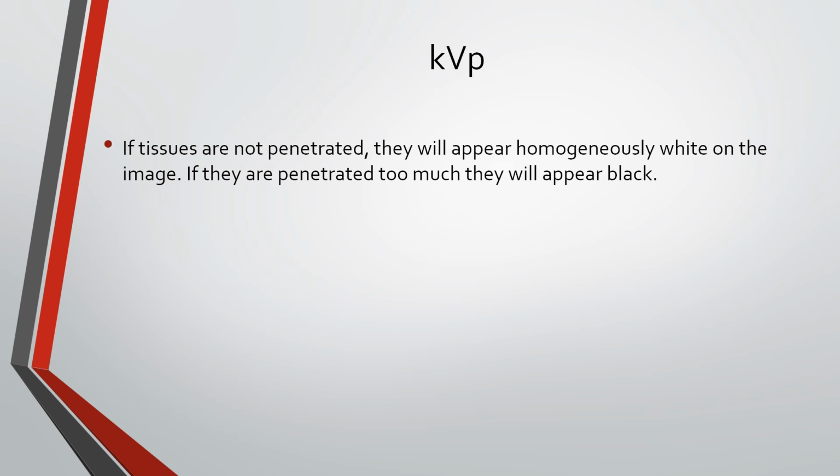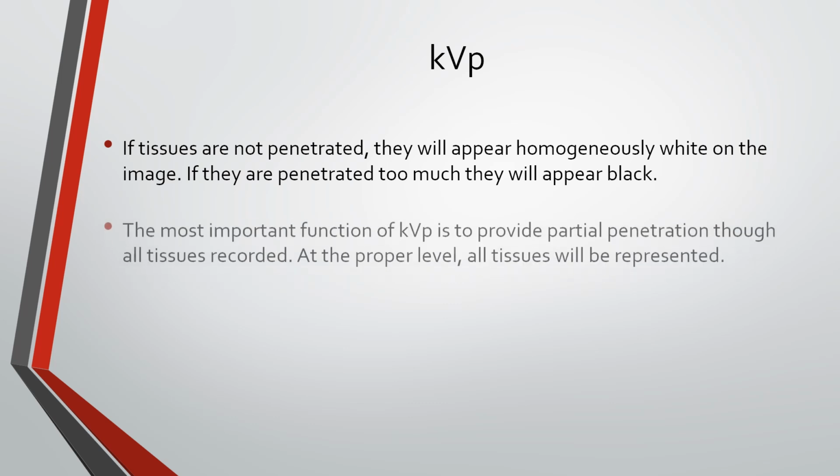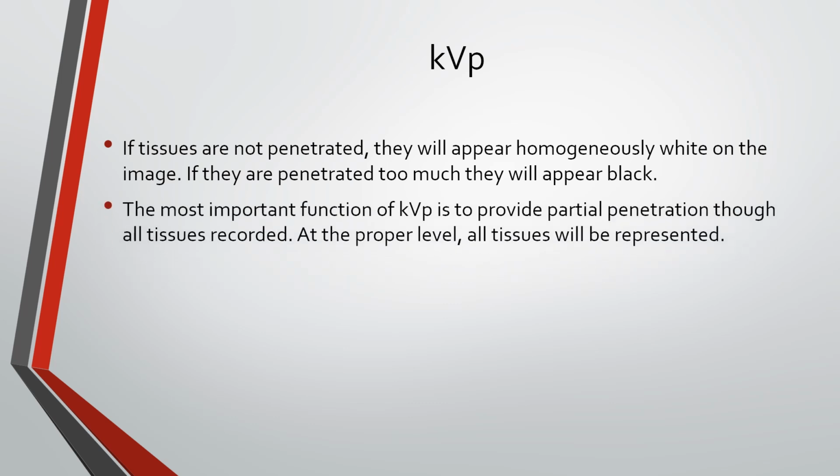We'll continue our lesson on kVp. If tissues are not penetrated, they will appear homogeneously white on the image. If they are penetrated too much, they will appear black. So the most important function of kVp is to provide partial penetration through all the tissues that are recorded at the proper level. All tissues will be represented, okay? So our job is to set a kVp where this occurs.